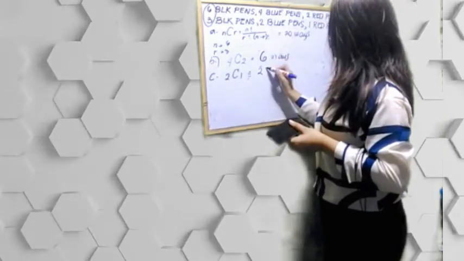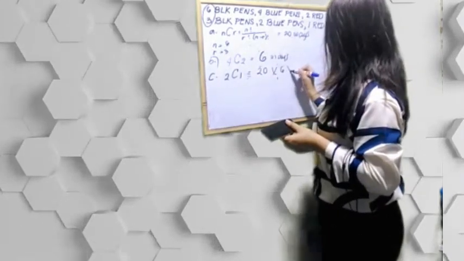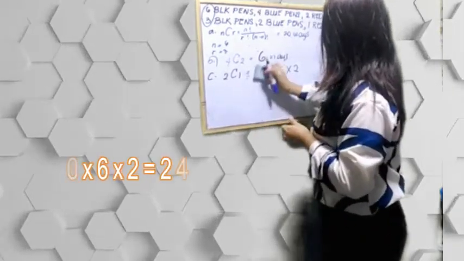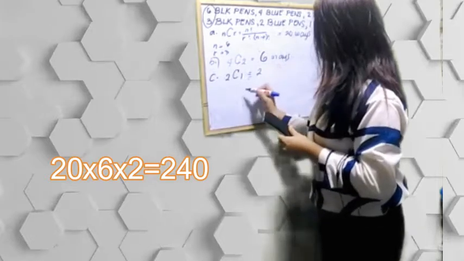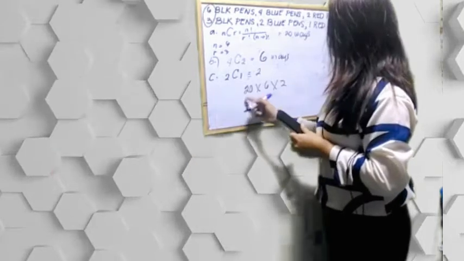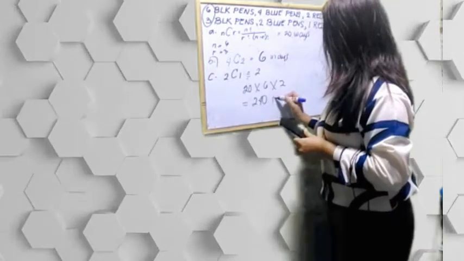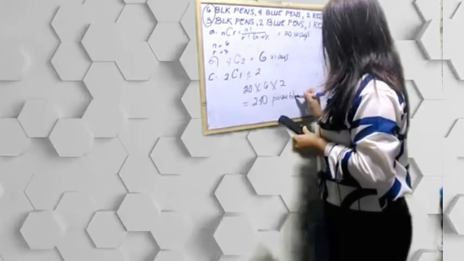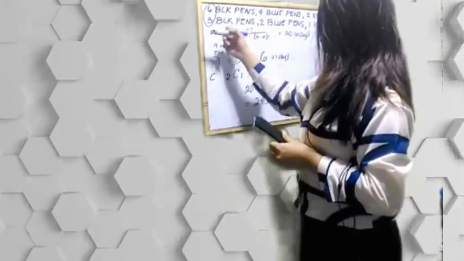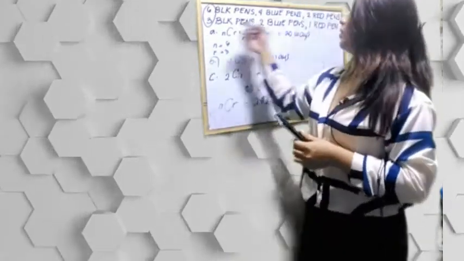So all you have to do is multiply 20 times 6 times 2. So that will be 20 times 6, 120, times 2 will give you 240 possible ways. This is the total number of combinations of taking this one from the given.